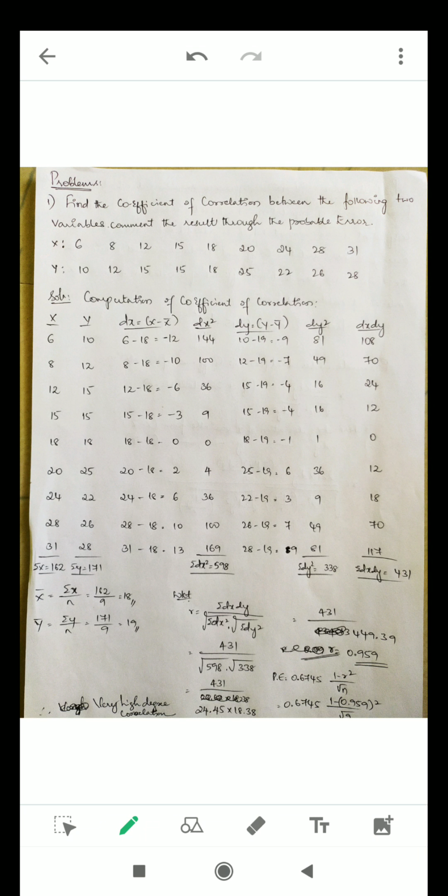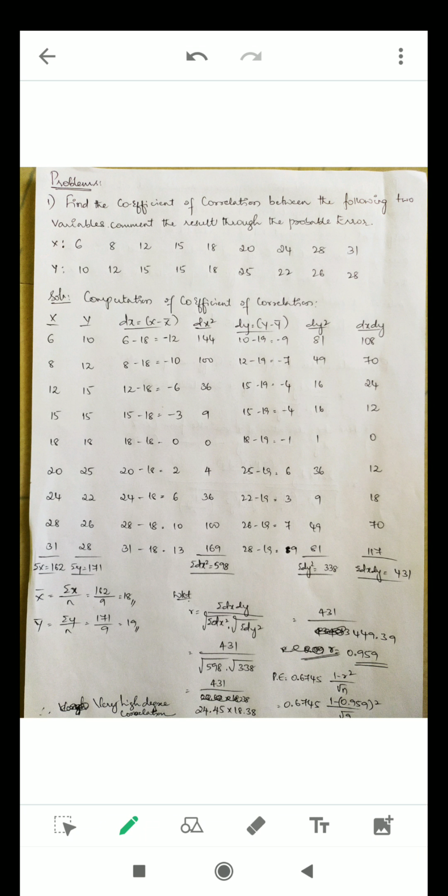The last step is to find dx dy, that is dx into dy. Now see the values of dx and dy. For the first variable, dx is equal to minus 12 and dy is equal to minus 9. Now we have to multiply both values. Minus 12 into minus 9 is plus 108.